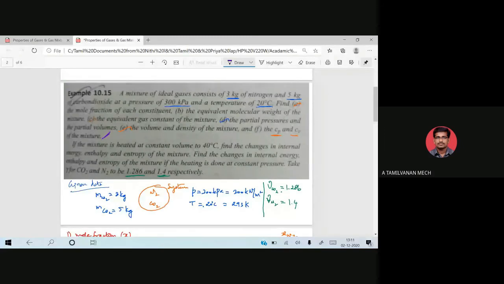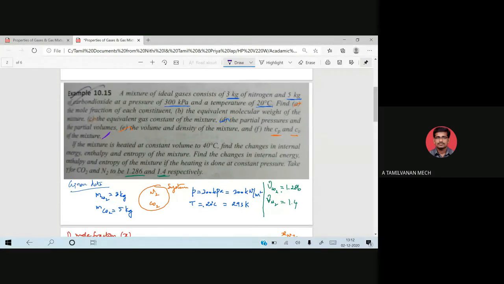Now we move on to the second part. What the second part asks is, if the mixture is heated at a constant volume to 40 degrees Celsius, find the changes in internal energy, enthalpy and entropy of the mixture. Find the same changes if the mixture is heated at a constant pressure. So this is the data we are going to find.